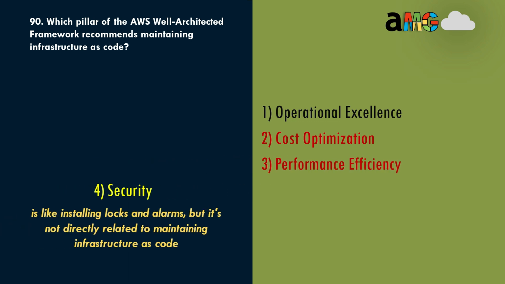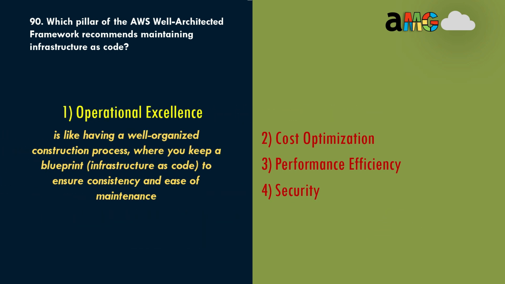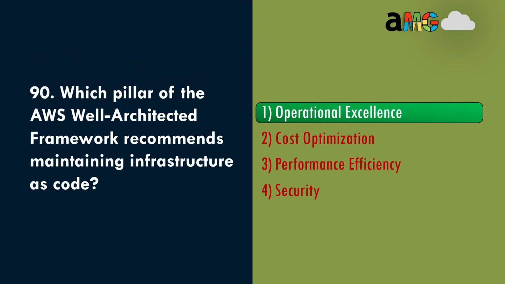Option 4, security, is like installing locks and alarms, but it's not directly related to maintaining infrastructure as code. Okay, so this is also not the correct answer. Option 1, operational excellence, is like having a well organized construction process where you can keep a blueprint, which is the infrastructure as code to ensure consistency and ease of maintenance, right? So this, my friend, is the correct answer.